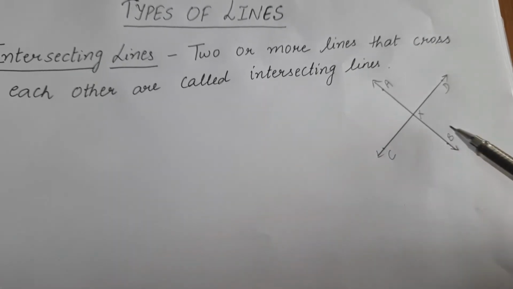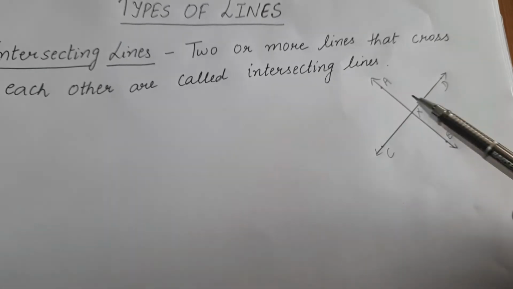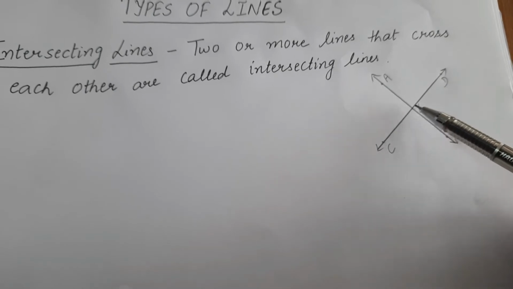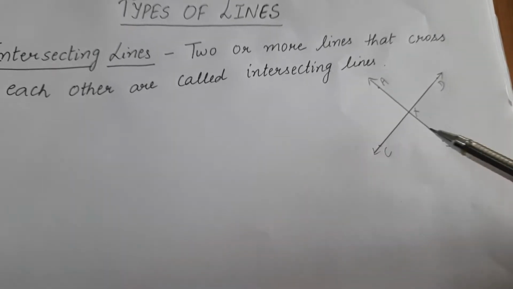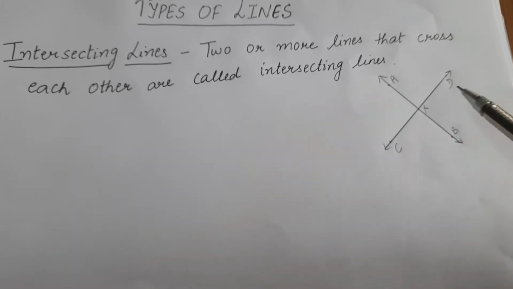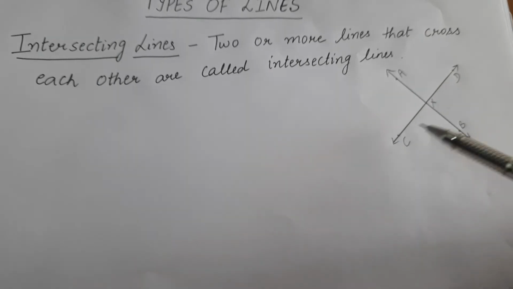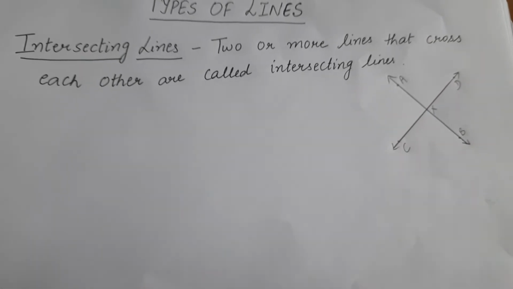So 2 lines can intersect at one and only one point. If 2 lines intersect, they will intersect at only one point. So these are the intersecting lines: 2 or more lines that cross each other are called intersecting lines.